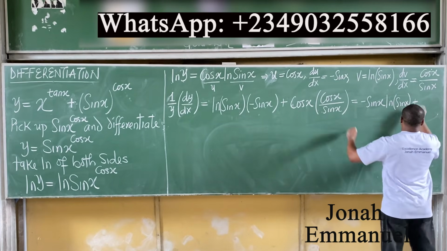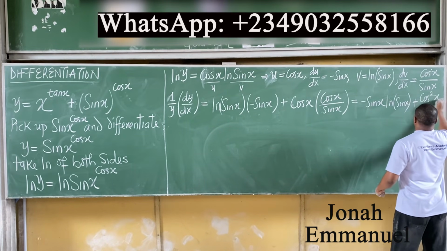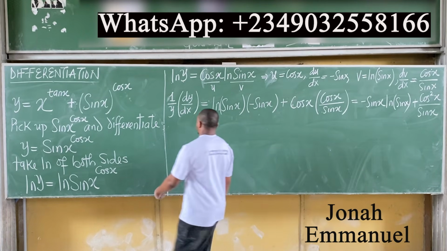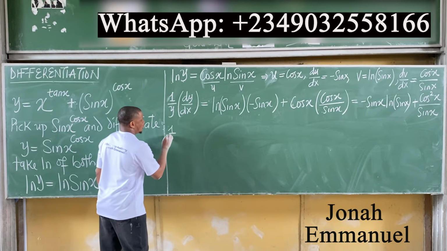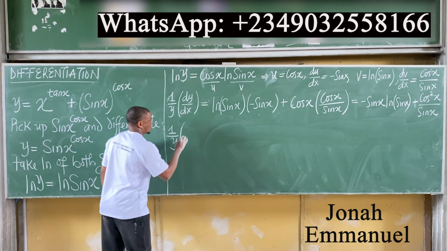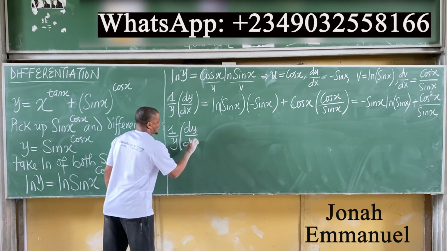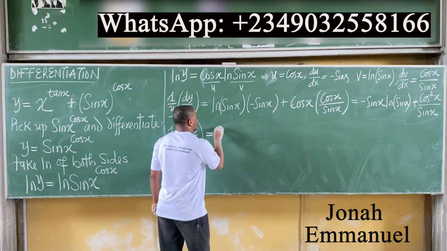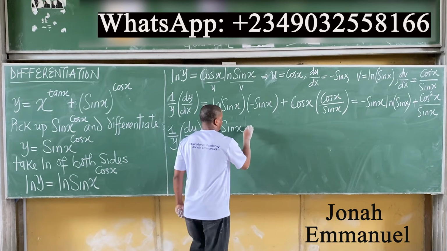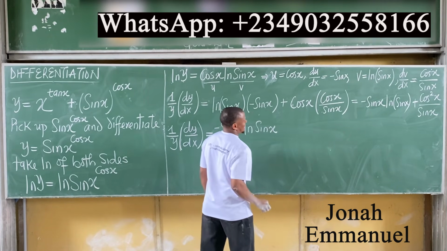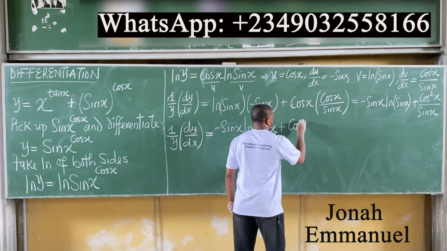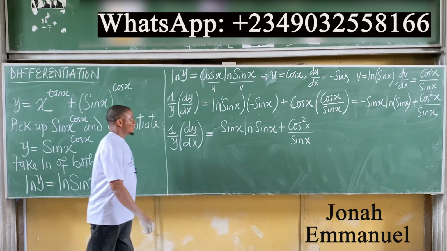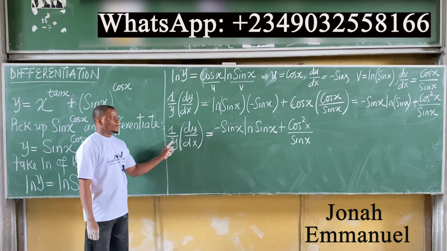So this will now give you what there? Cos squared x all over sine x, right? All right. So I have 1 over y into dy dx. It's equal to, what do I have there? Minus sine x ln sine x plus cos squared x all over sin x. What do you do next? Move y over here.